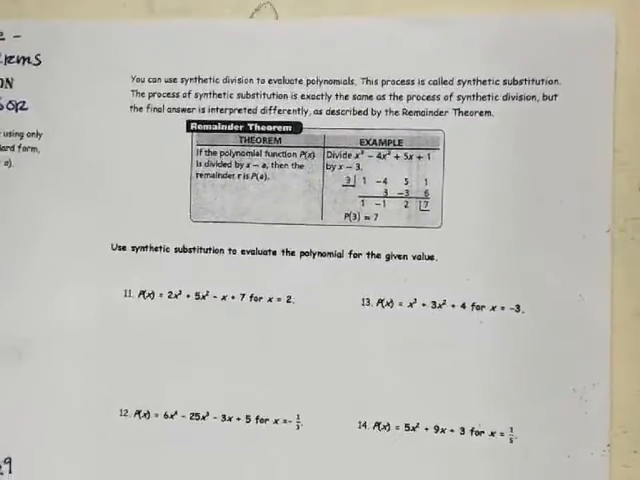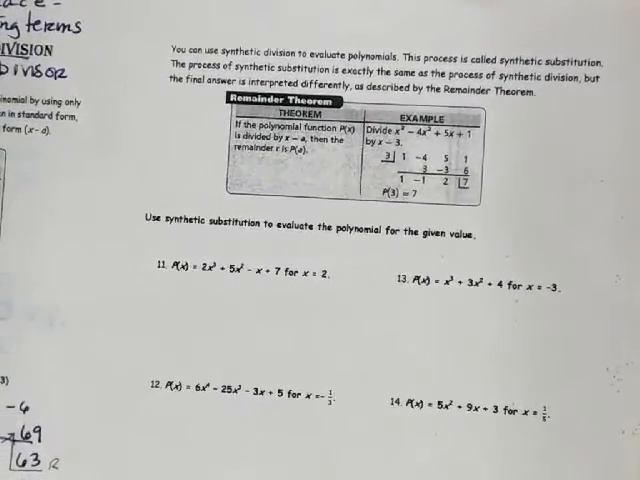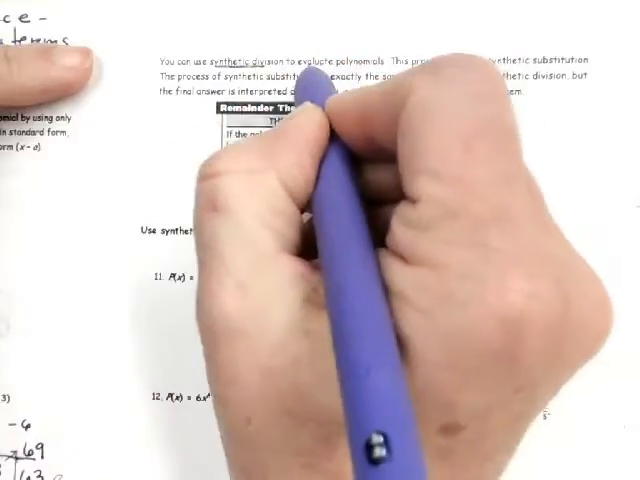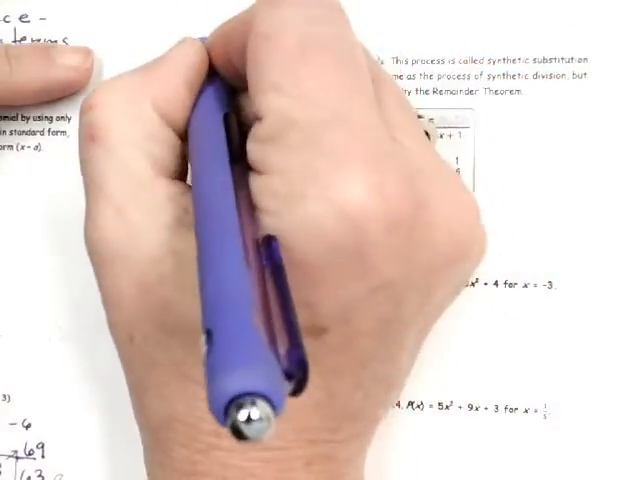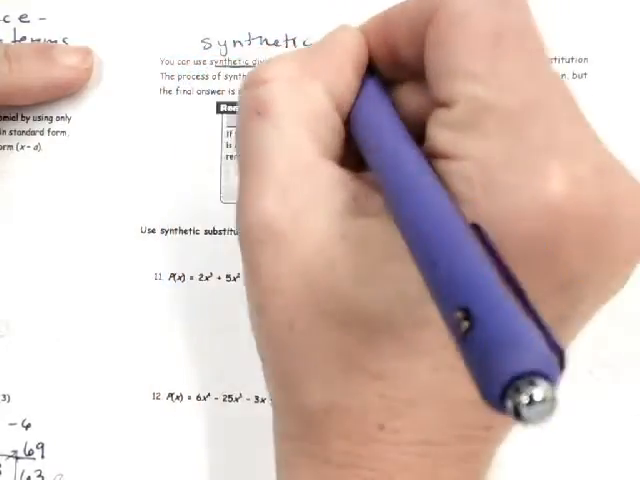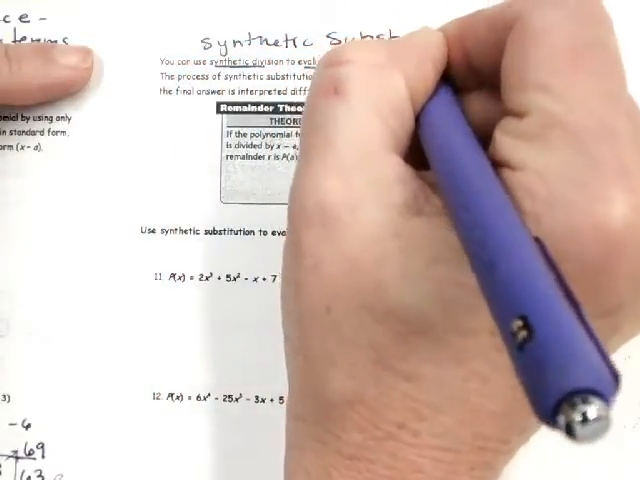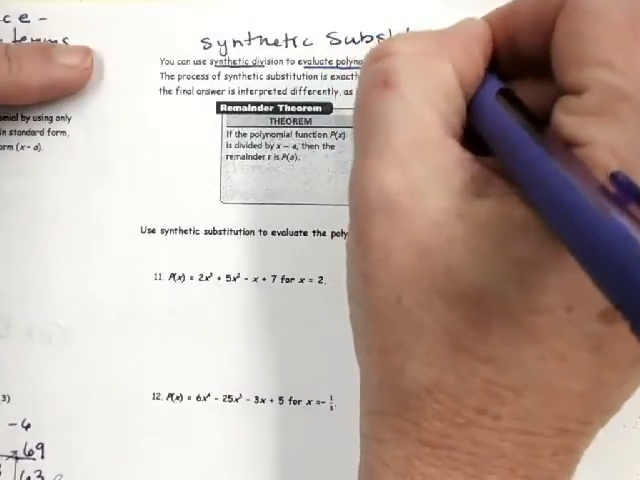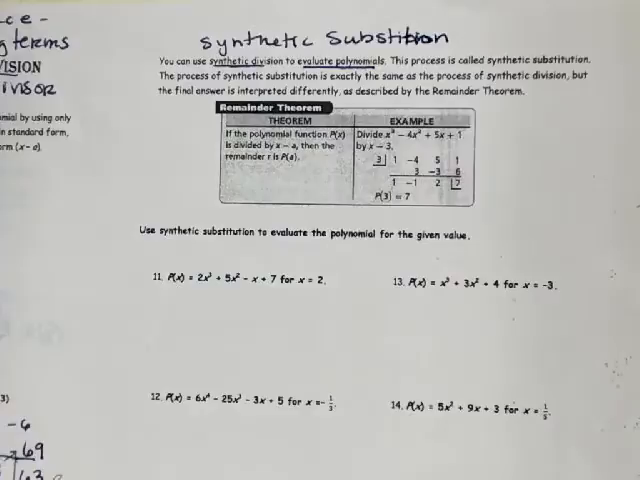Alright, so the last little part of the notes for this section says that we're going to use synthetic division to evaluate a polynomial. So we're using synthetic substitution. If you substitute a value in for x, then you're just evaluating a function at a given value for x, and that's really all this is.